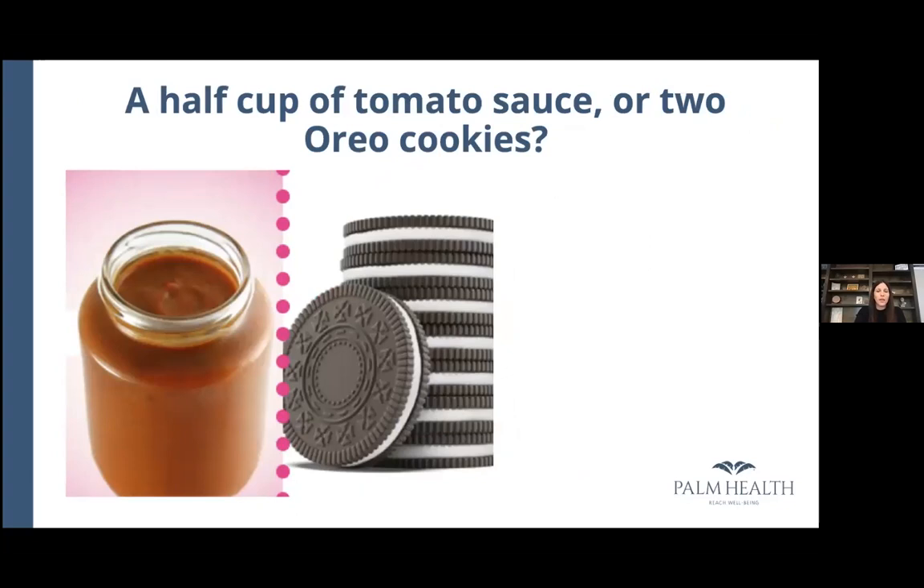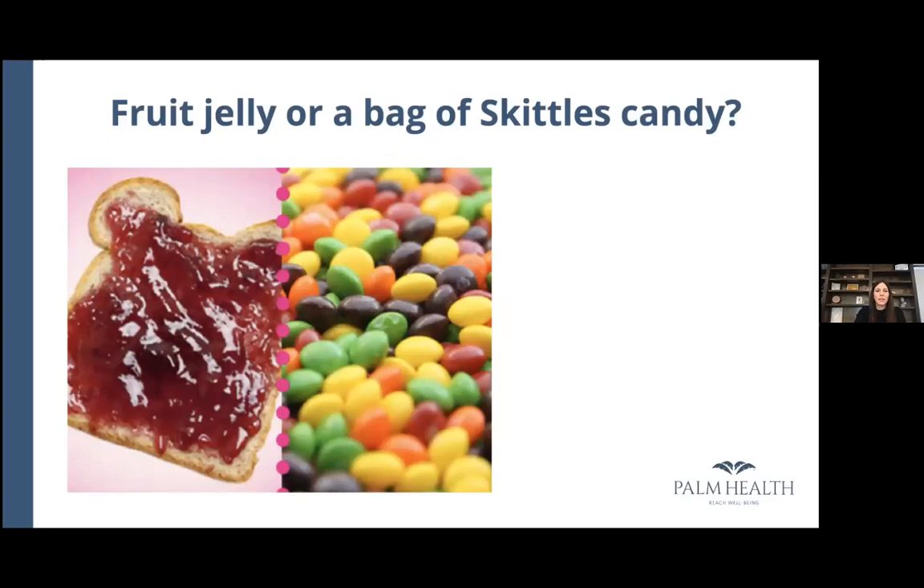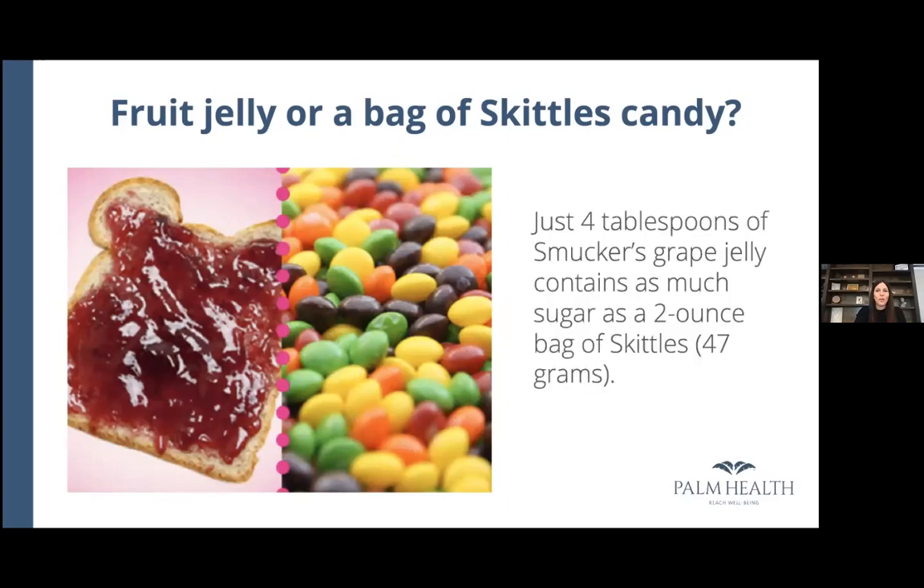Another place that we might find this is in pasta sauce that we buy that is already jarred. So looking at a half cup of Prego compared to a couple of Oreo cookies. A half cup of Prego contains more sugar than 2 Oreo cookies. So these are places where sugar just sneaks into our life. Jelly. Look at jelly compared to Skittles candy. 4 tablespoons of Smucker's grape jelly contains as much sugar as a 2-ounce bag of Skittles.